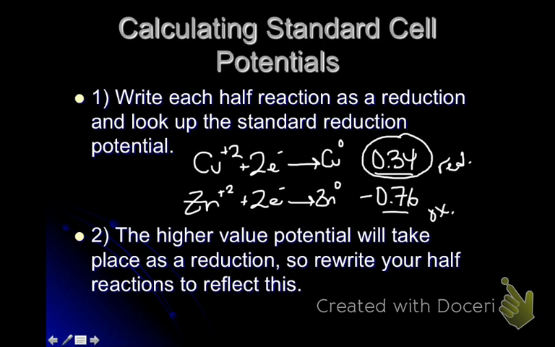So this is number 2. It says the higher value potential will take place as a reduction, so rewrite your half reactions to reflect this. So what I'm going to do is take this second reaction, this Zn+2 plus 2 electrons, and I'm going to rewrite it as the oxidation, so that I have Zn 0 becoming Zn+2 and liberating 2 electrons. And since we're just reversing that process, that means the sign would also reverse of our standard reduction potential because it's just taking place now in the opposite direction.